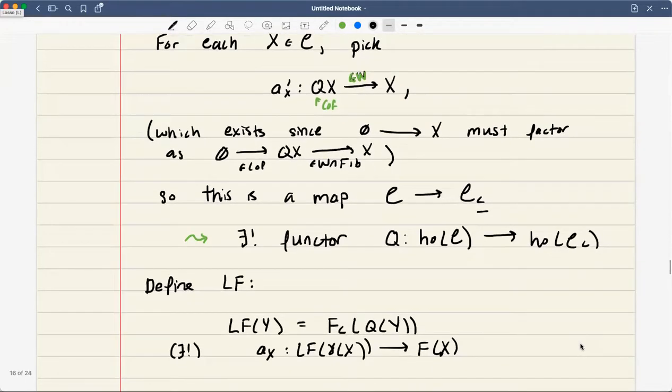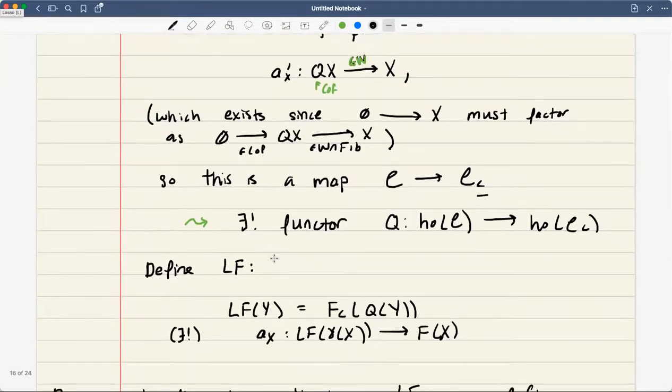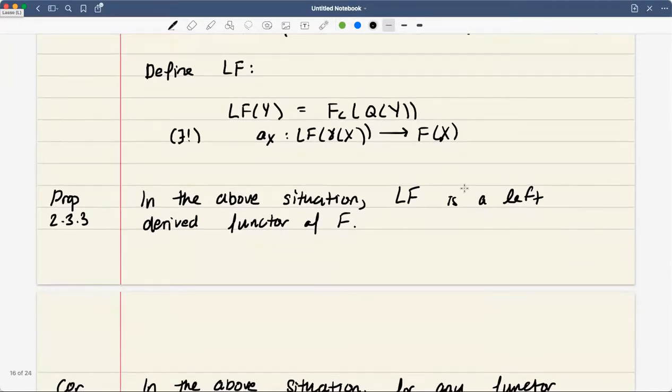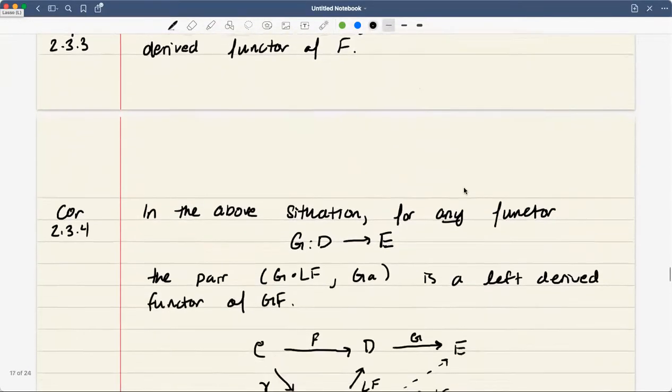And you can define your left-derived functor as follows here. And okay, so what was the point of this? This was just saying that in the situation of Ken-Brown's lemma, your left-derived functor exists, first of all, and that you can actually quite explicitly describe it. Yeah, so that was proposition 2.3.3.